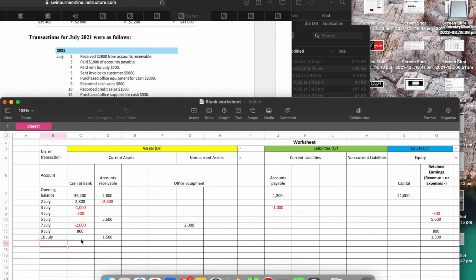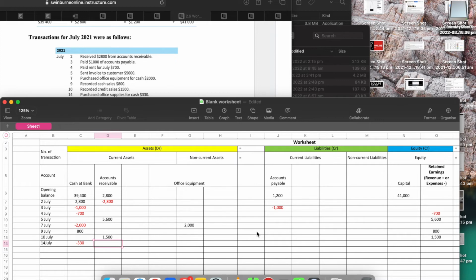All right, 14th. Now this is office supplies. Purchase office supplies for cash of $330. So we're purchasing something, that's money going out the door. Let's go negative $330. Now, office supplies sounds very much like office equipment, but it is an expense. Office supplies are like pens and paper and things you consume.